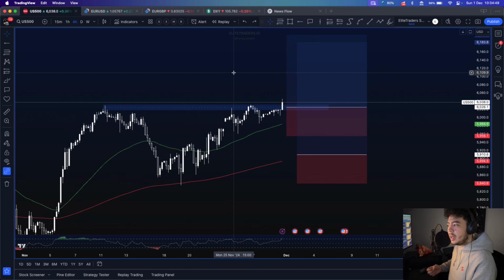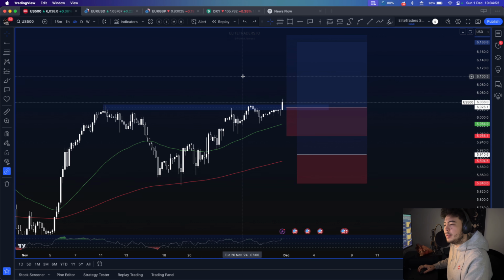Because on Monday we normally have some, I'm going to say irrational moves, but you know what I mean by that. It's normally moves that don't continue through the week. So it's not uncommon to see a counter trend move on Monday and then a continuation through the week.